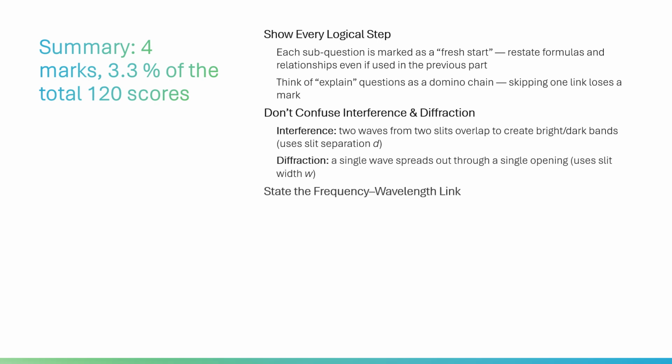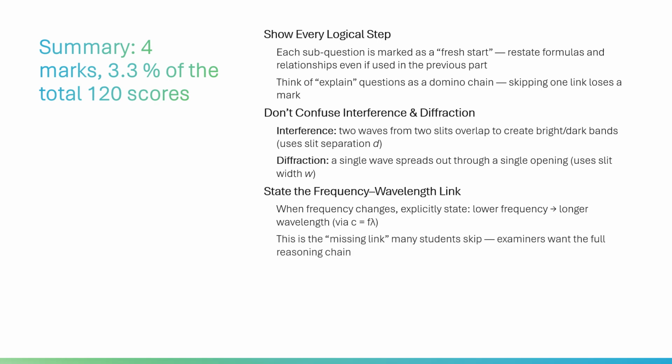State the frequency wavelength link. When frequency changes, explicitly state: lower frequency, longer wavelength, via c equals f lambda. This is the missing link many students skip. Examiners want the full reasoning chain.